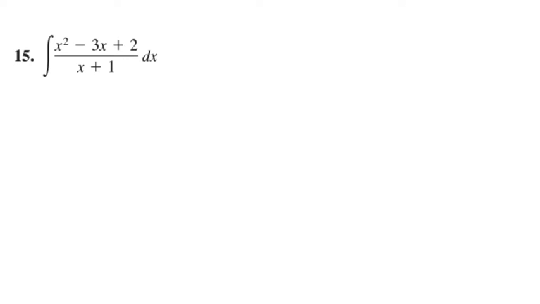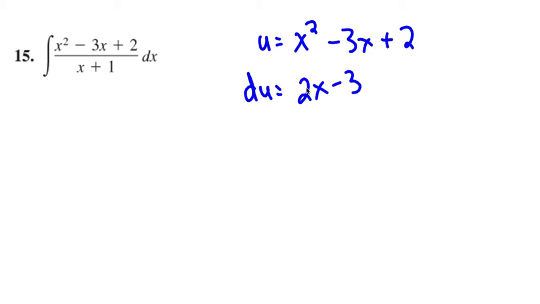Number 15 is a little bit more complicated, but it's still something that we can do. Under kind of the same idea, if we wanted to do u-substitution, we could say the derivative of x squared is 2x. So let's see what happens when I take the derivative, and say du is equal to 2x minus 3 dx. The problem here is that we cannot change this to be like x plus 1.